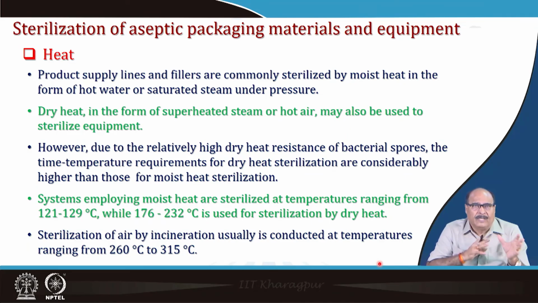Now, another very important aspect with this system is the sterilization of the aseptic packaging materials and the equipment. Generally, heat is used for the sterilization of the aseptic packaging system and the materials. The product supply lines and fillers are commonly sterilized by heat. Dry heat in the form of superheated steam or hot air may also be used to sterilize equipment, although most commonly moist heat in the form of hot water or saturated steam under pressure is used.